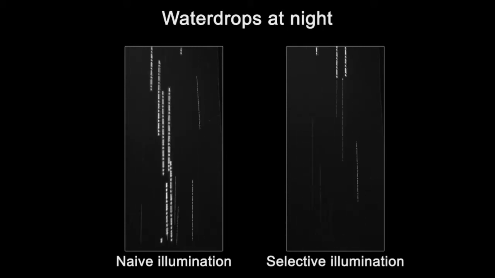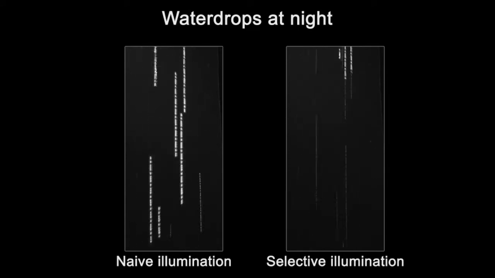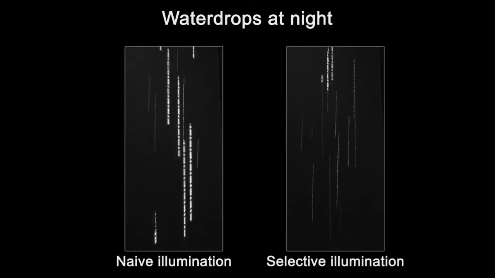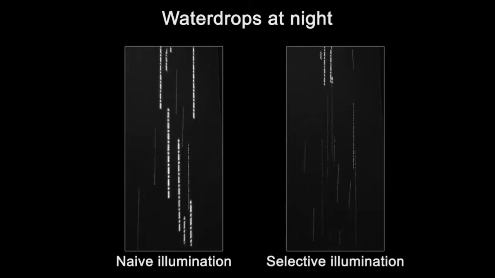In this paper, we present a method that uses high-speed adaptive projection to illuminate the scene, but not illuminate the drops. This will give the driver better visibility at a time when it is most needed.